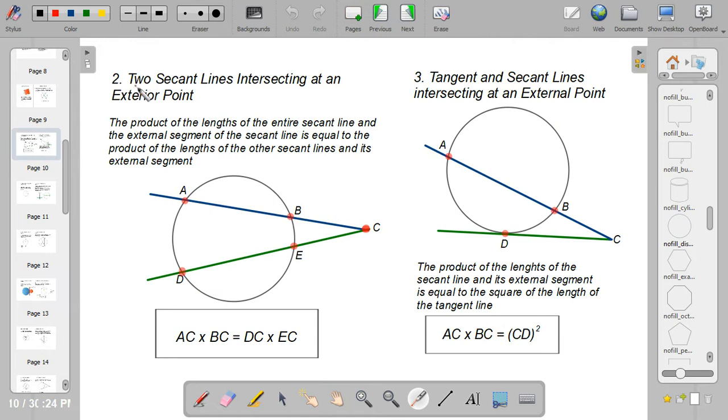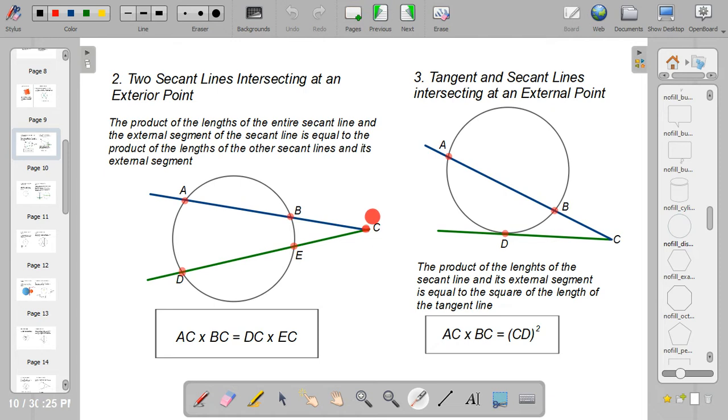All right, so next theorem is two secant lines intersecting at an exterior point. Again, exterior points are points that are outside the boundary of the circle. So we have two secant lines. When you say secant lines, this is a line that goes through the circle by crossing two points on the circle. For instance, this chord color blue intersected at point A and point B on the circumference of the circle. And this chord green intersected at point D and point E along the circumference of the circle. And these two, the blue and the green, intersected outside, at the exterior point of the circle, which is point C.